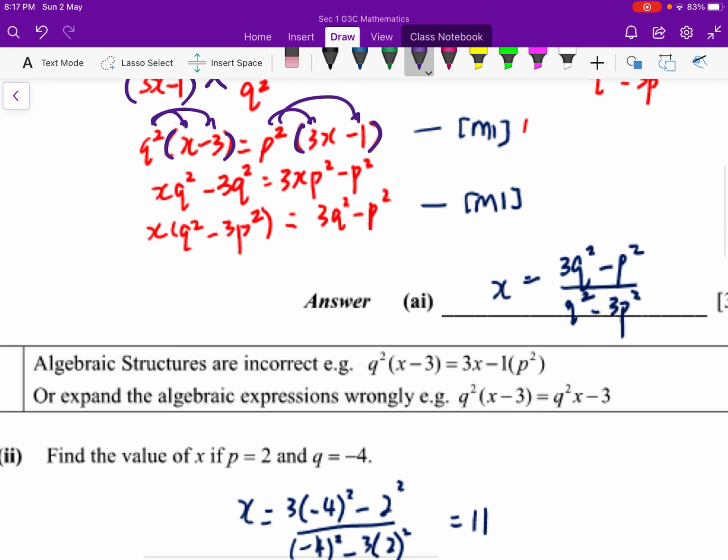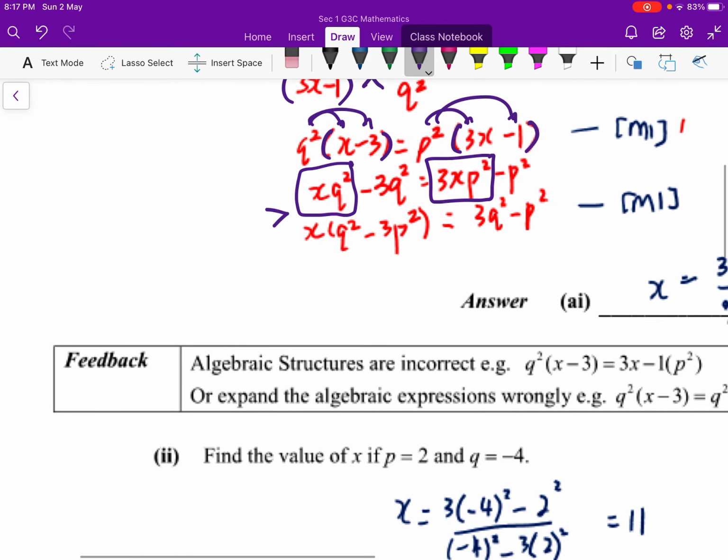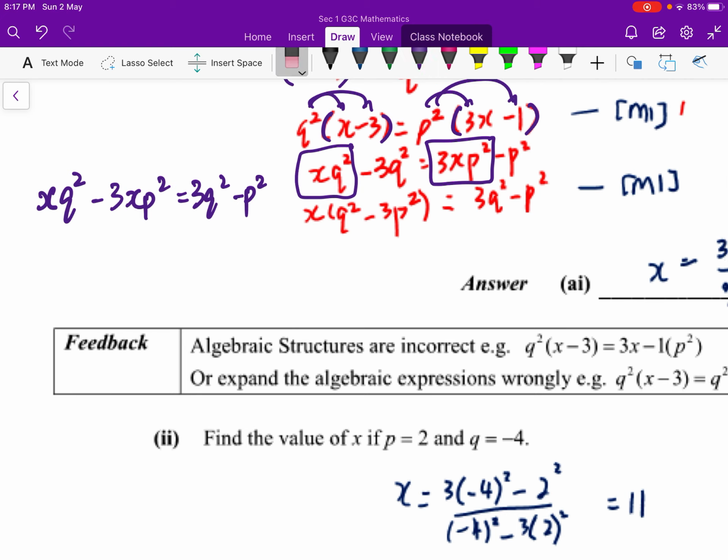Then you rearrange. Get all the x terms onto the left hand side. So what they did not show you was putting them on the left hand side, xq squared minus 3x p squared. And you bring the remaining terms all to the right hand side, so adding positive 3q squared and minus p squared. Okay, so this is the step that they skipped that I'm inserting in for you.